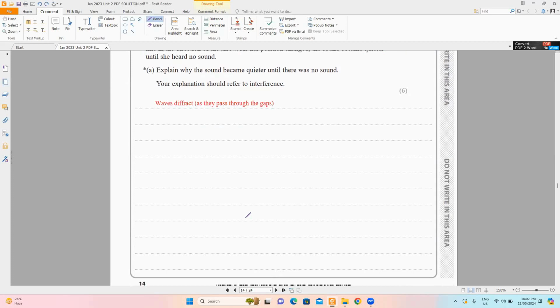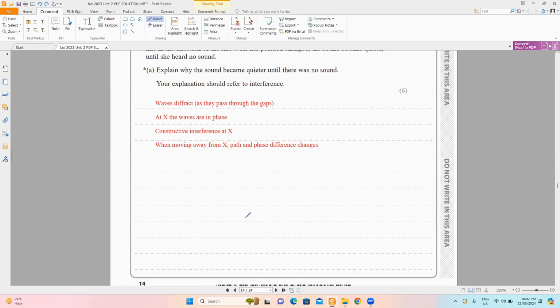So the very first thing is the waves need to diffract. After diffraction, at X, the waves are in phase. So since the waves are in phase, how do two waves interfere when they're in phase? They interfere constructively. So here, instead of writing interference, you can also write constructive superposition takes place at X. That's also acceptable. And when you are moving away from X, the path difference changes.